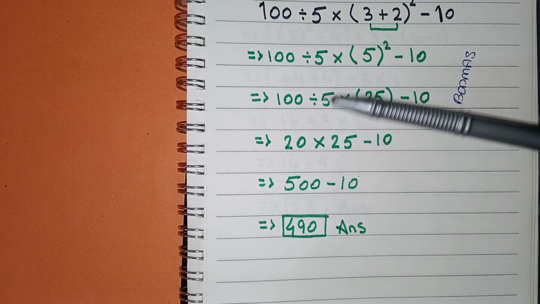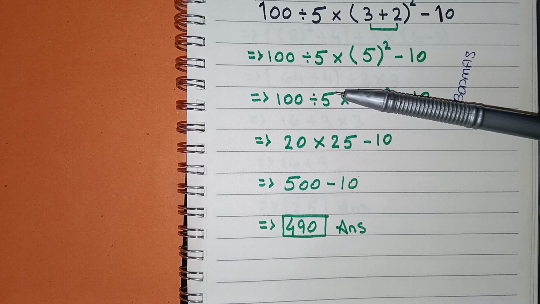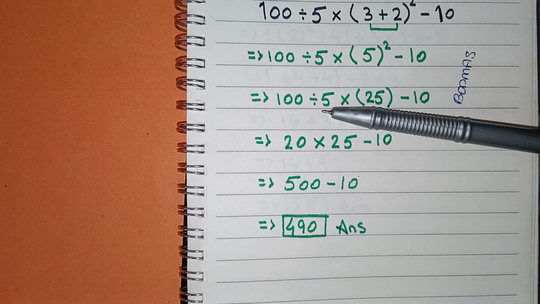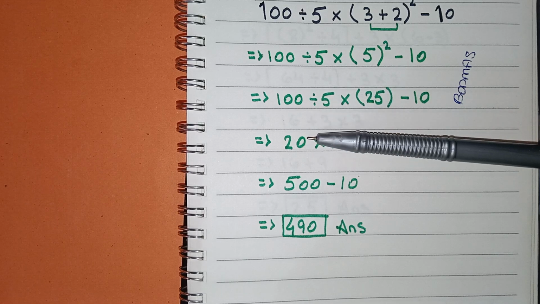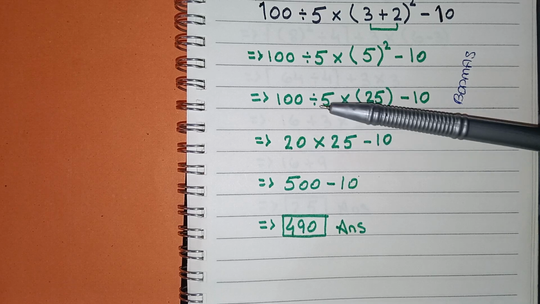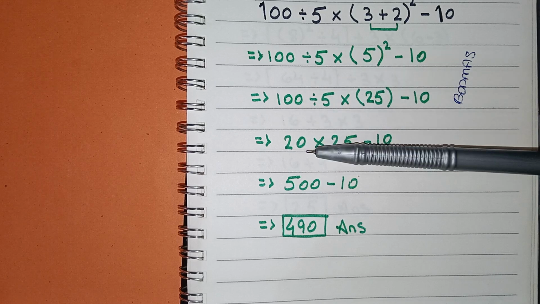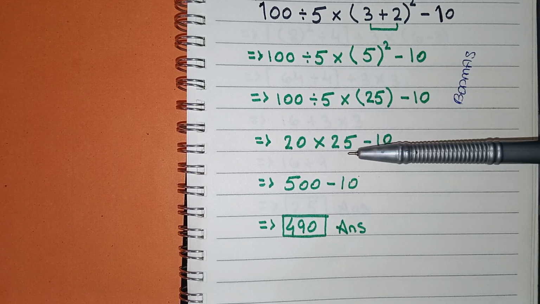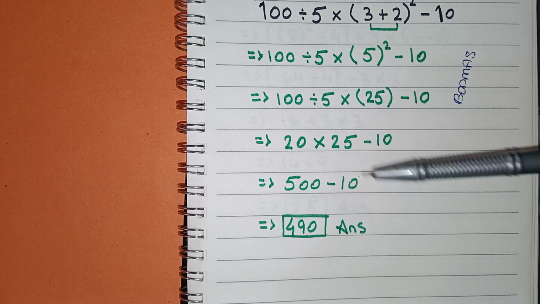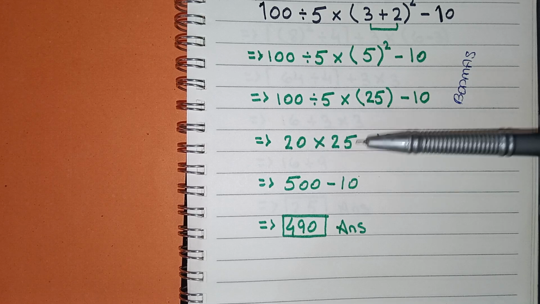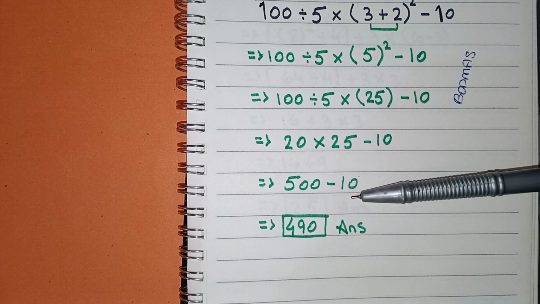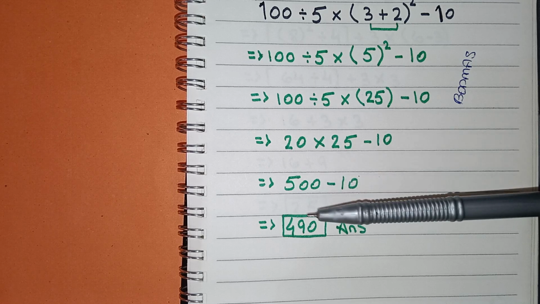Then we will divide 100 by 5. 5 twenties are 100, so you can cross multiply also, because 100 divided by 5 is 20. Then 20 multiplied by 25 minus 10 will be written as it is. Then 20 multiplied by 25 is 500, minus 10. Then 500 minus 10 is 490.